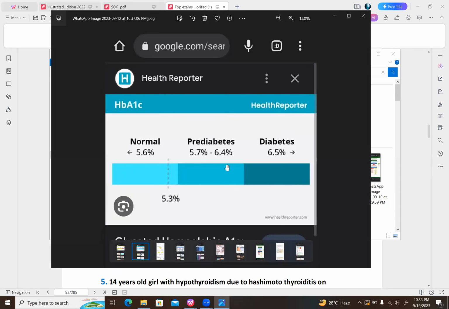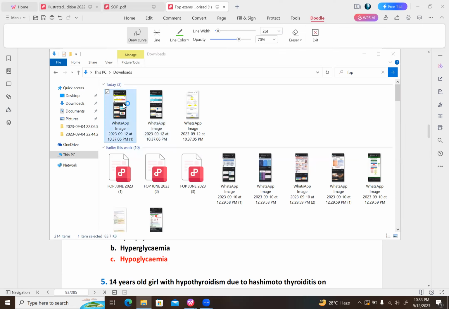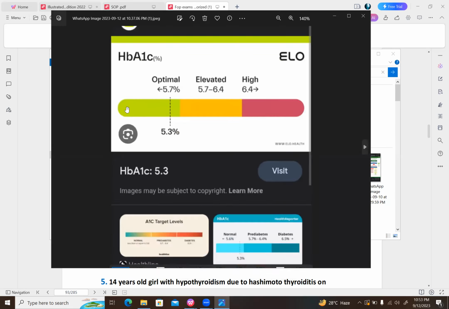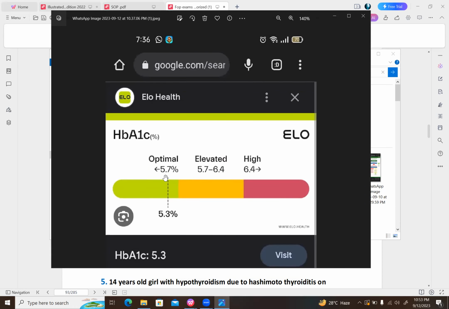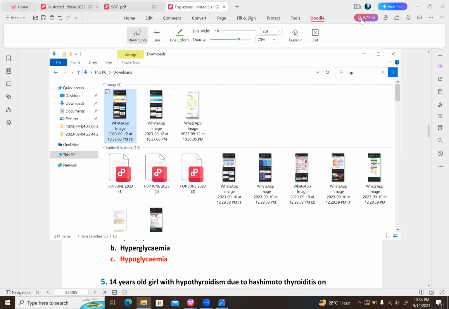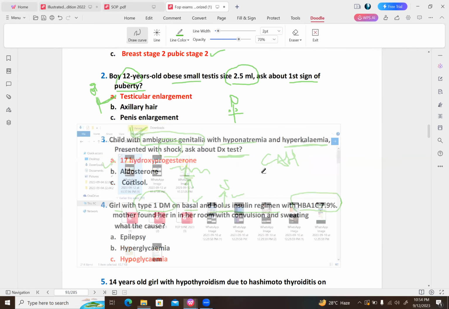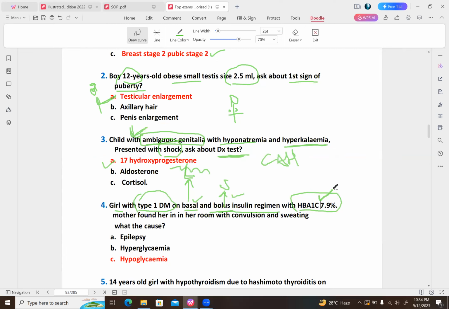It indicates the poor control. The HbA1c gives you the glucose control over the past 3 months. I will show you another picture. This is below 5.7, 5.7 to 6.4, and above 6.4 is high. This is optimal, this is elevated, and this is low. Okay? So now coming back to our question. So this is the diabetic range.